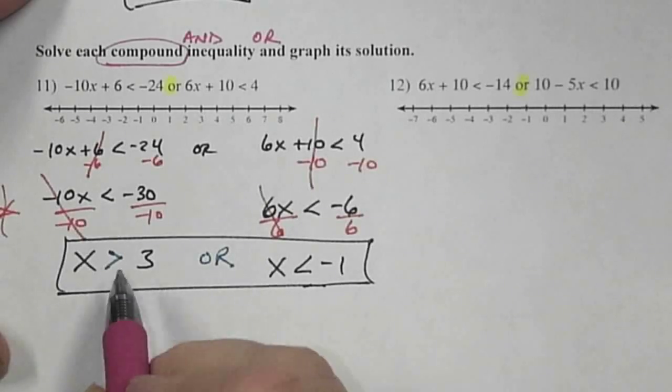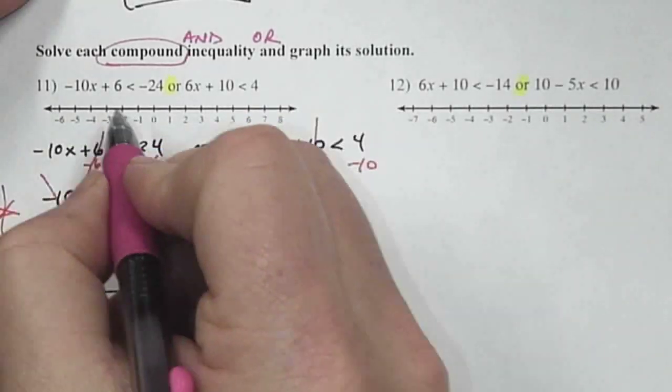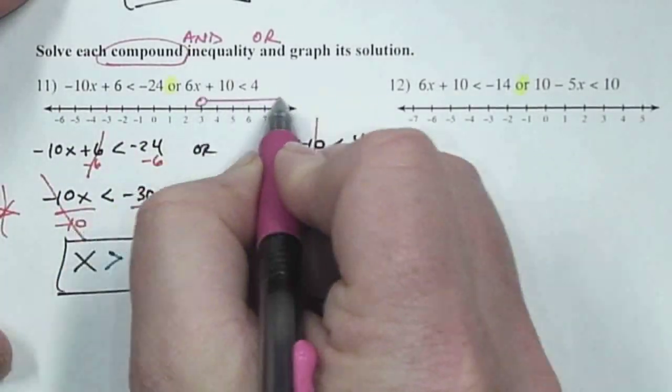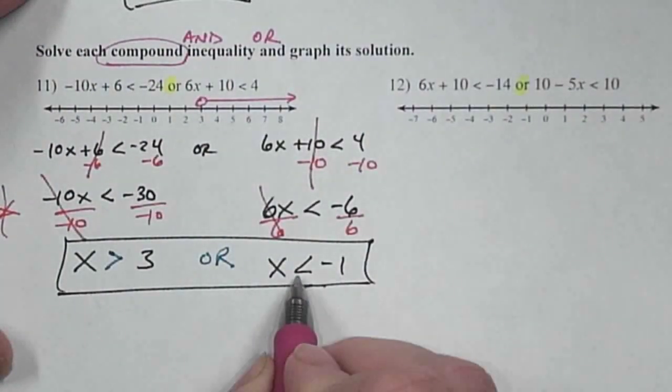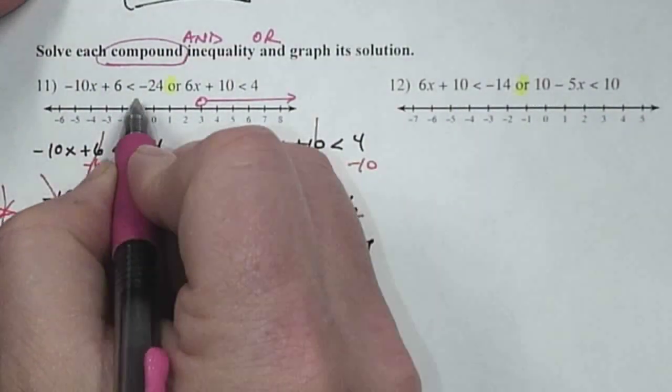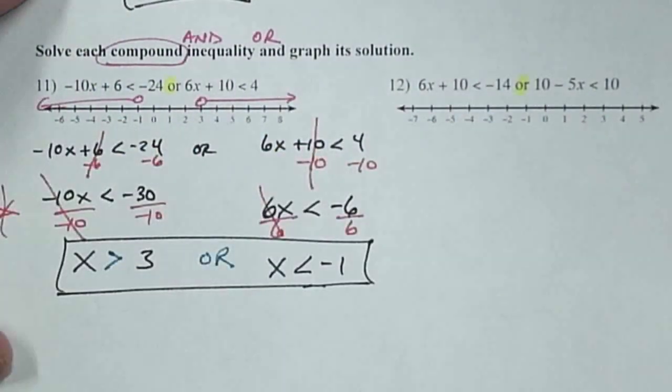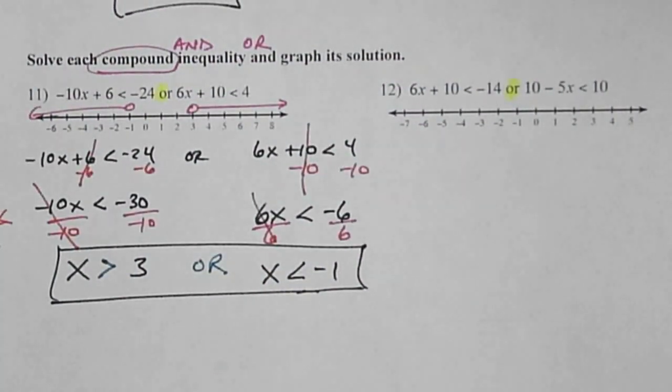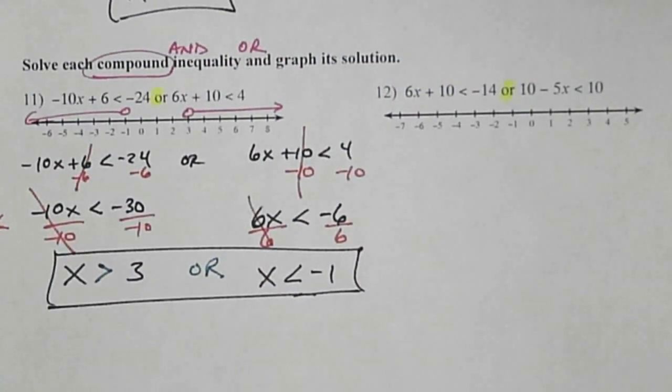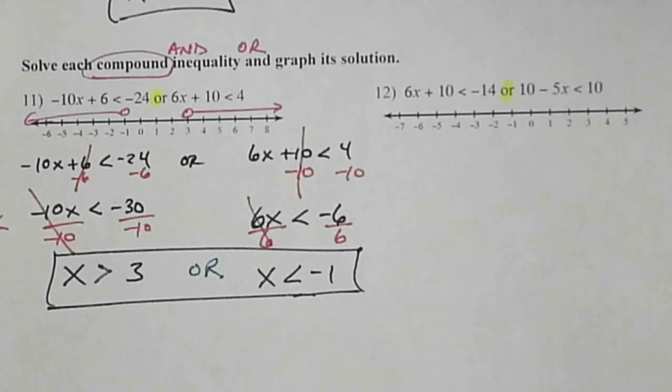How do I graph? 3 gets an open circle and goes to the right. Negative 1 gets an open circle and goes to the left. There you go. Now I'm going to skip these two because the next two are the exact same kind of thing, so I'm just going to skip and make this a short video.